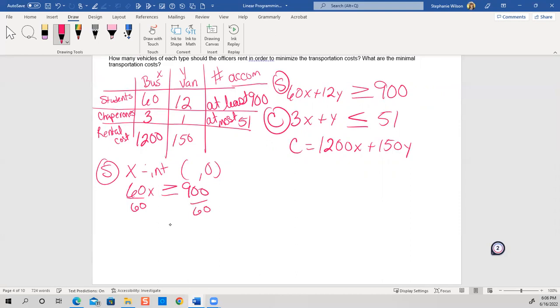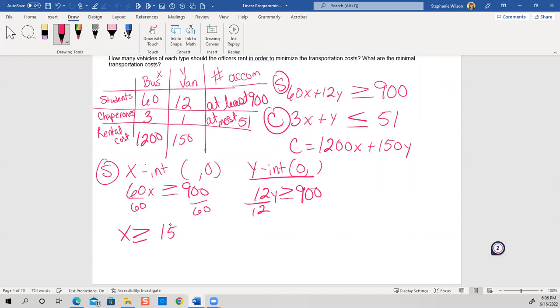So I got 900 divided by 60. So now I got x is greater than or equal to 15. Now let's do the y-intercept. We know x is 0. So when I plug in 0 for x, I get 12y is greater than or equal to 900.